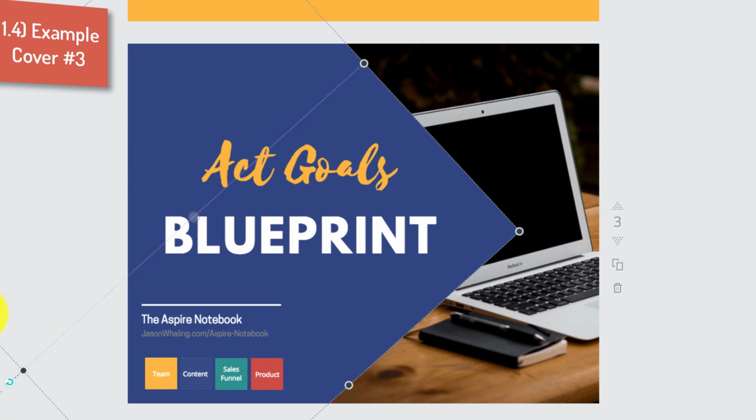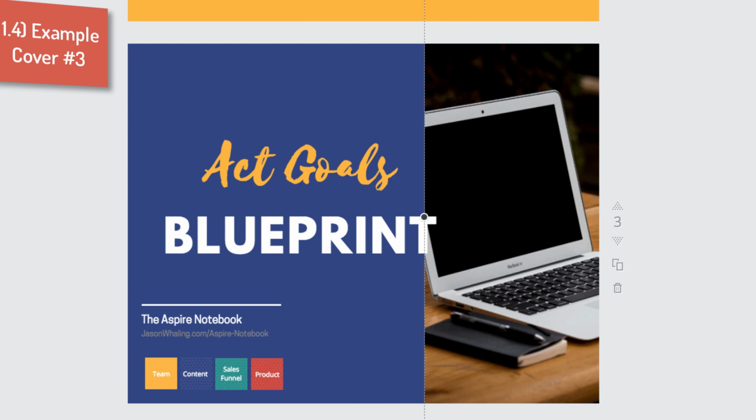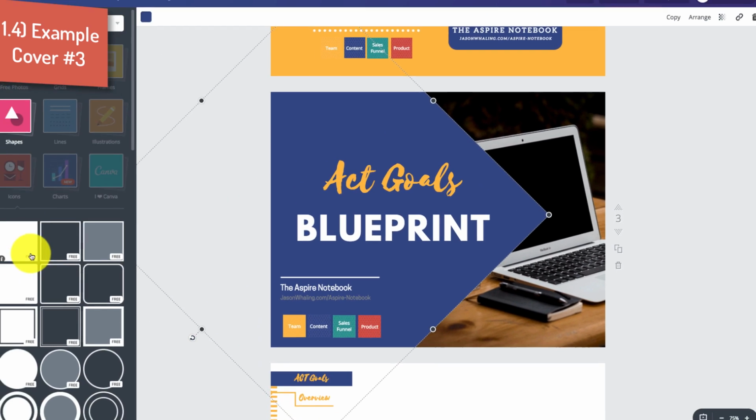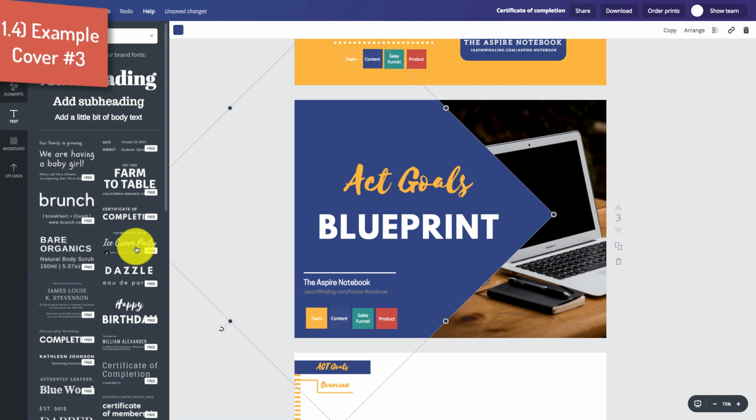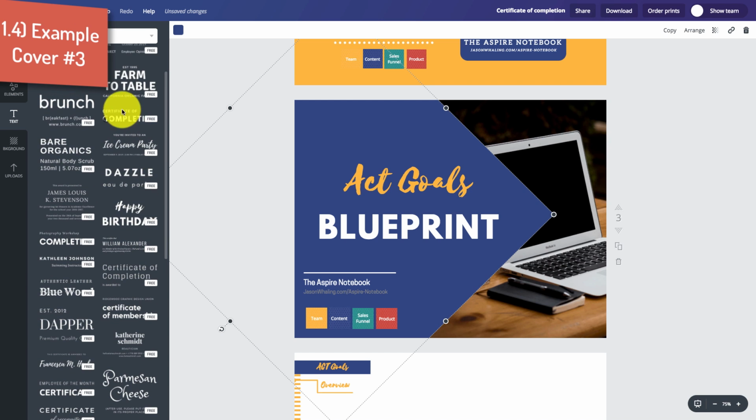All I did is this is a giant solid square that I turned on its side, and I got this from the shapes in the elements section of Canva over here on the left-hand side. And then I went up to text and I just chose one of their templates. I chose, where is it? This, go to the happy birthday one. And so I have the title of the module, and then I have what it is, a blueprint.